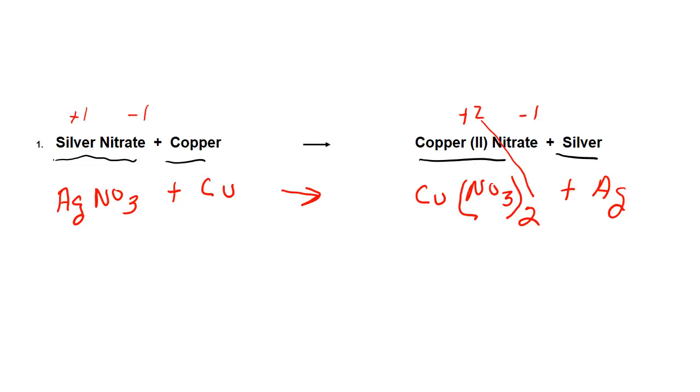So I have 1 silver, that's okay. I have 1 nitrate group here, but I have 2. So if I end with 2, I have to start with 2. And remember, the 2 can only go in front of whatever that's attached to the nitrate. So that also makes me now have 2 silvers over here on the product side. I have 1 copper, 1 copper. So this now is balanced.